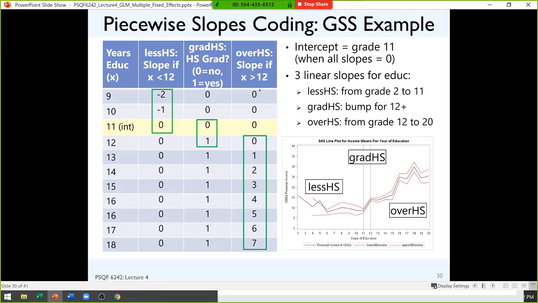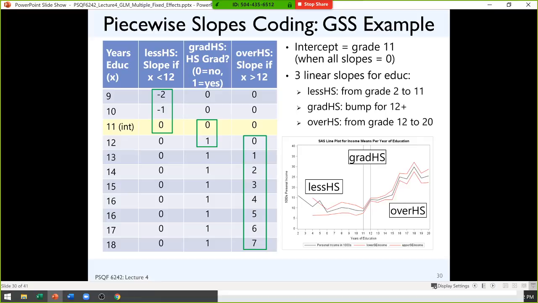The third slope then is inactive until it goes past 12, and so it picks up at 13 here and indexes the effect of education after that. Okay. Does that make sense conceptually? Okay. Now, how to get the codes to do it.